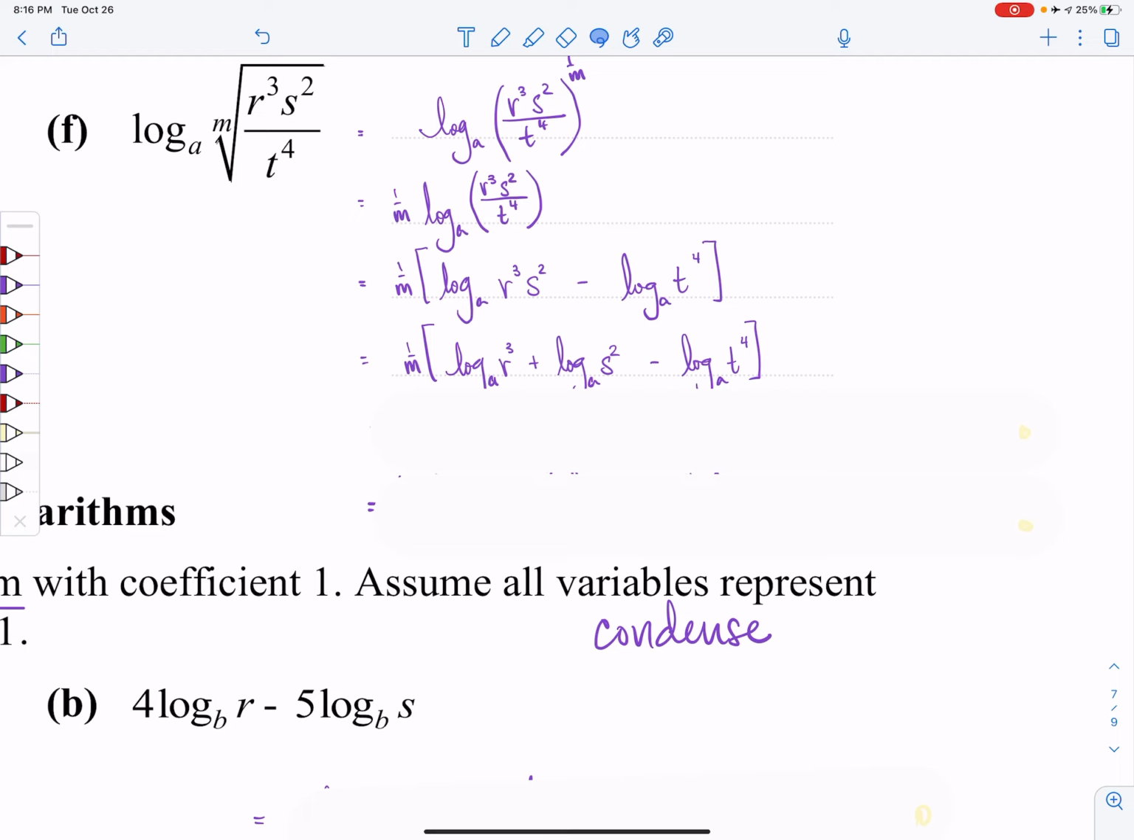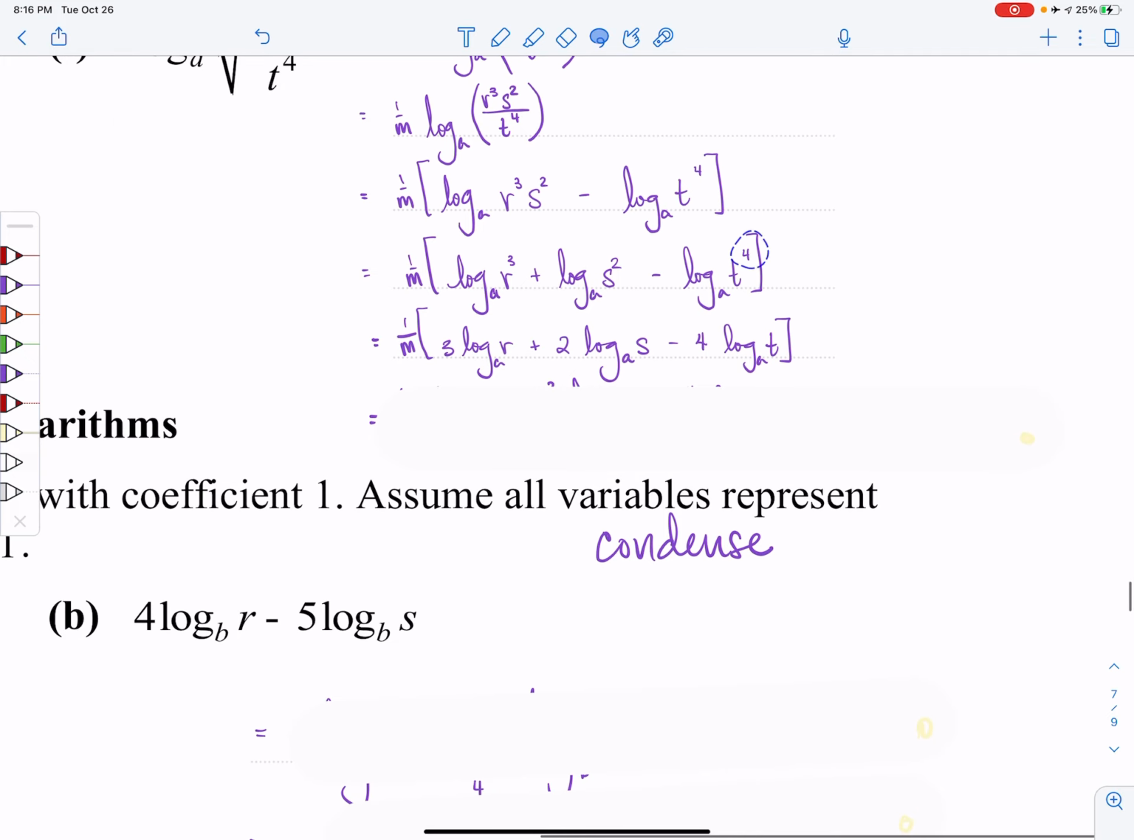All right, so then the next thing is you ask yourself, do I have any more products, any more powers, any more quotients that I need to take care of? This term has a power, this term has a power, and this term has a power. So all 3 of these, we're going to use our power rule and take the power to the front of each of those logs. So you'll notice the 3 went to the front of the log, the 2 went to the front of the log, and last but not least, the 4 went to the front of the log. At this point, you notice I have 3 logs, but there are no powers, products, or quotients left in any of those 3 logs.